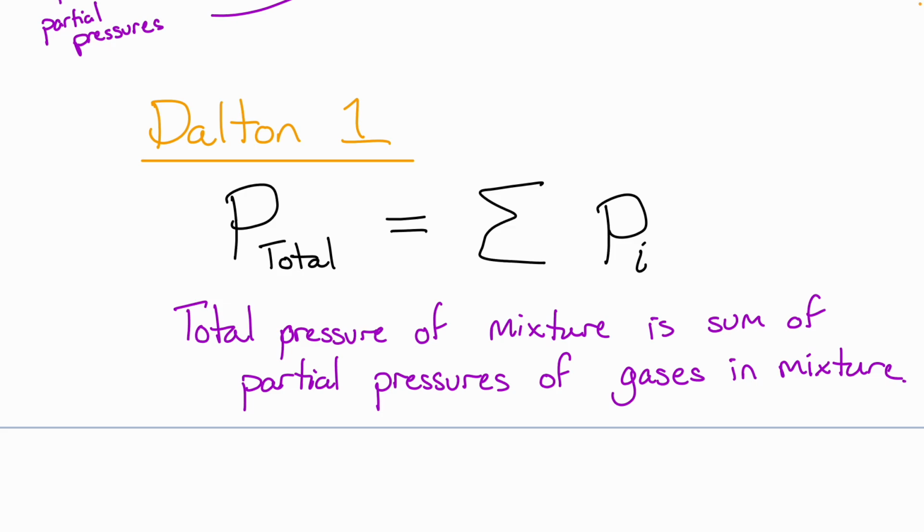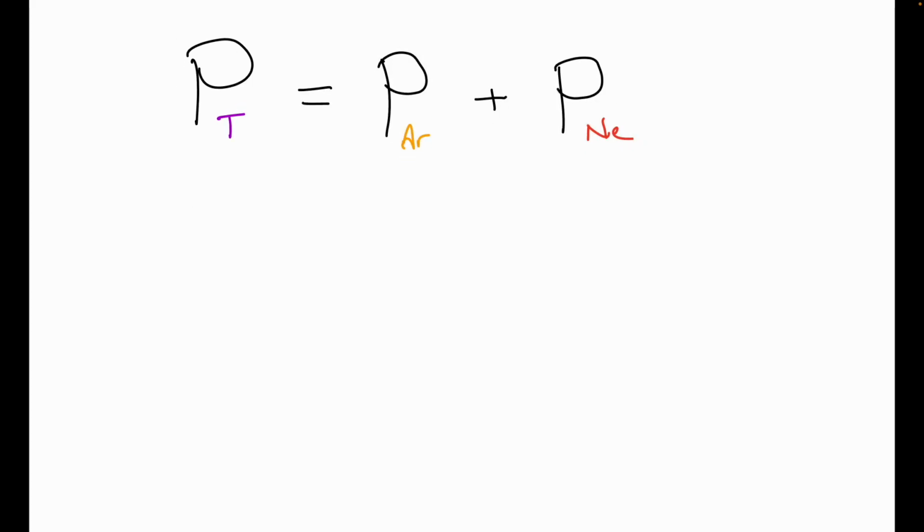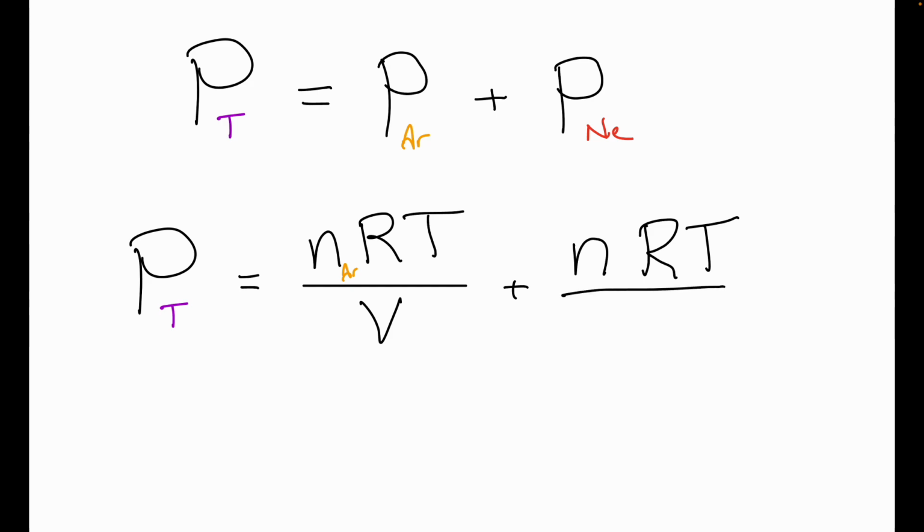Cool. So now we're going to take Dalton 1 here, and we're going to derive another important expression. We'll use our example. We said that the pressure total was equal to the partial pressure of argon plus the partial pressure of neon. And then we said, well, we know our equation for those partial pressures. That's just the number of moles of argon times R times T over V plus the number of moles of neon times RT over V.